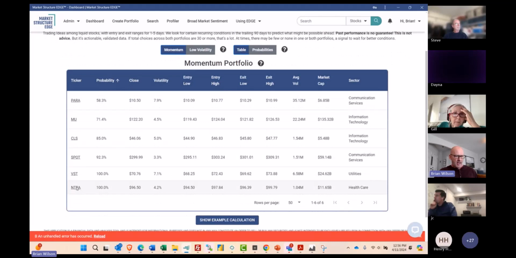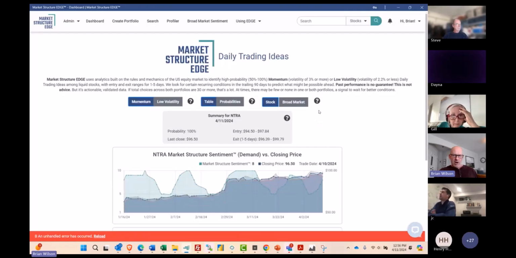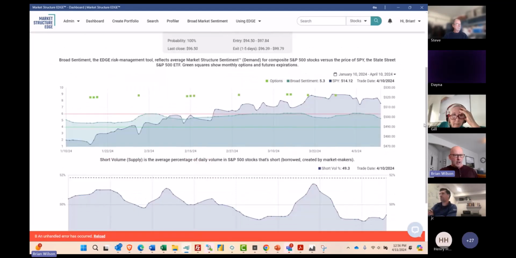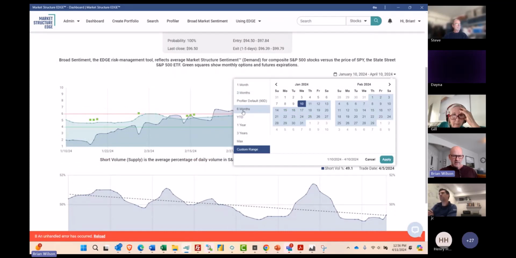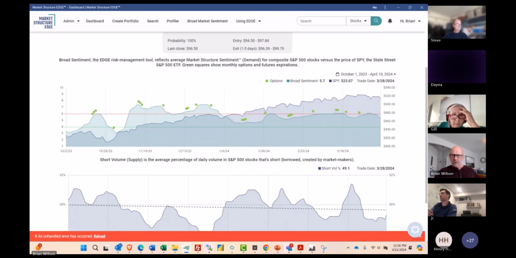If you click on a name, then once you're on that name, you can click on broad market right here. So that's how you can get to the data that Henry was mentioning earlier. Now, if you look at conditions during the last 90 days, and you can adjust this however you would like, let's take a 6-month look.